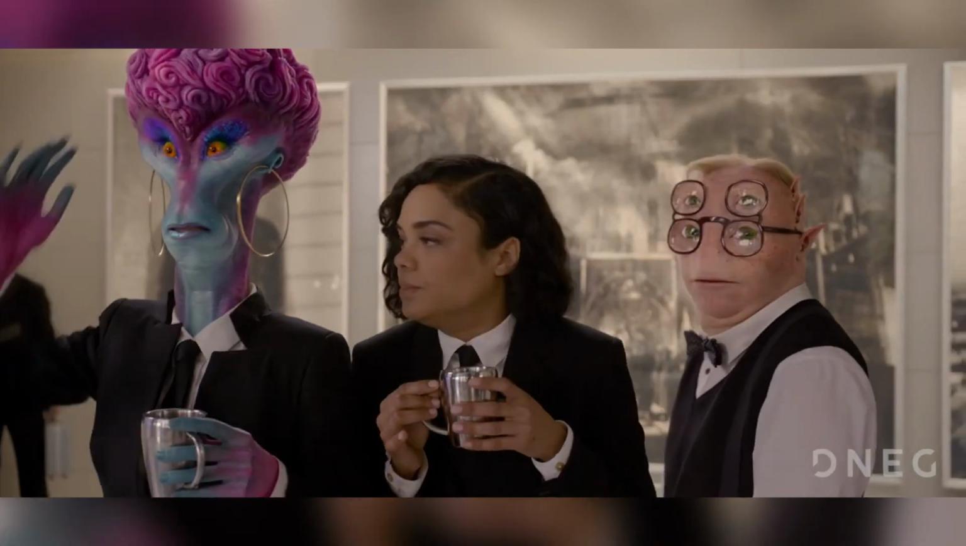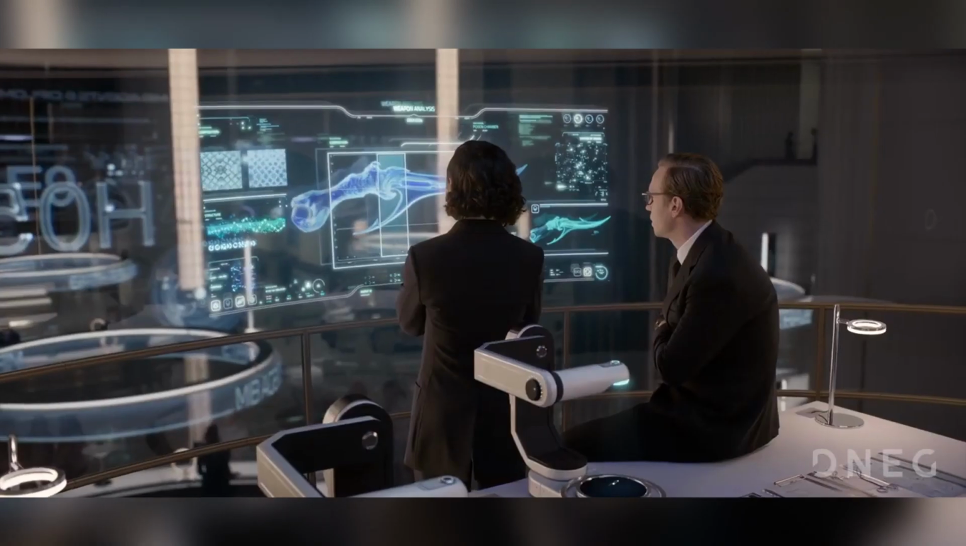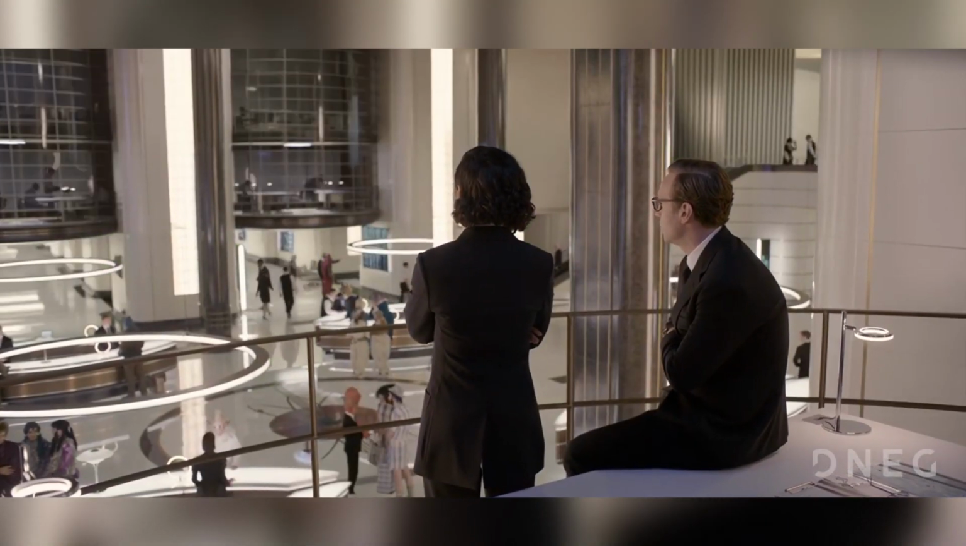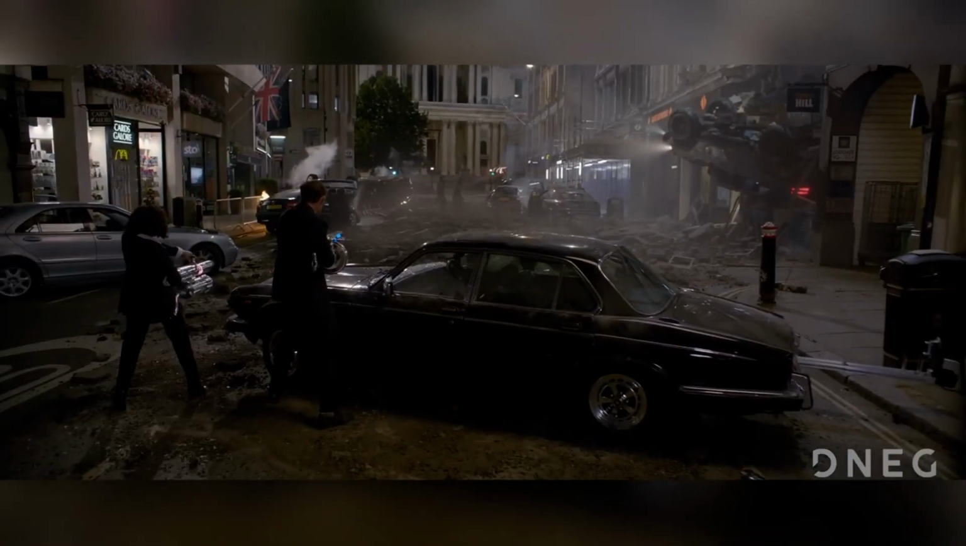Double Negative, Rodeo Effects, Sony Pictures Imageworks, Method Studios and Territory Studios all took part in a global effort to create around 2,250 VFX shots that make us believe that aliens really could be among us.